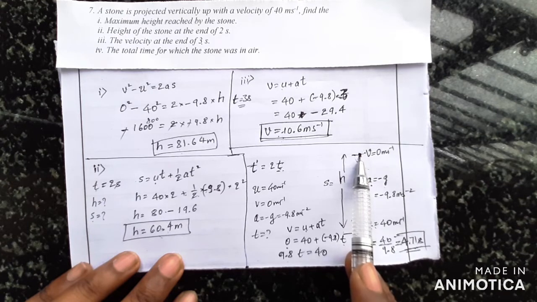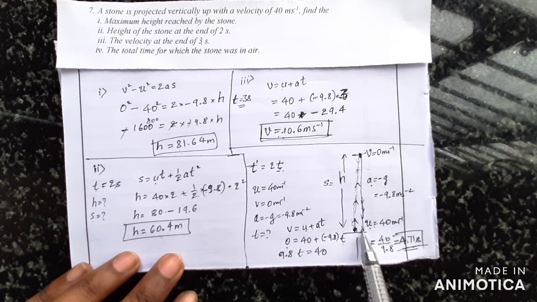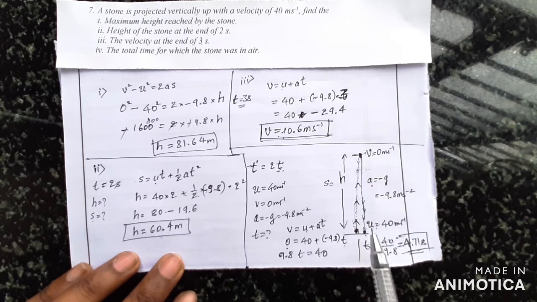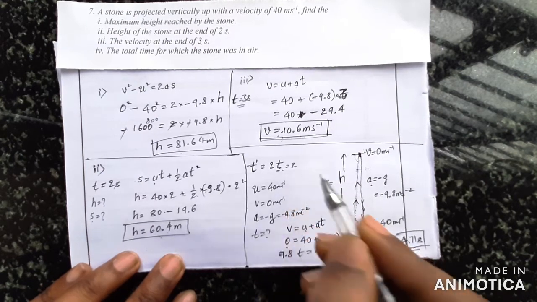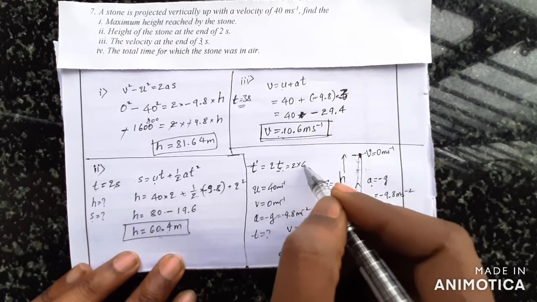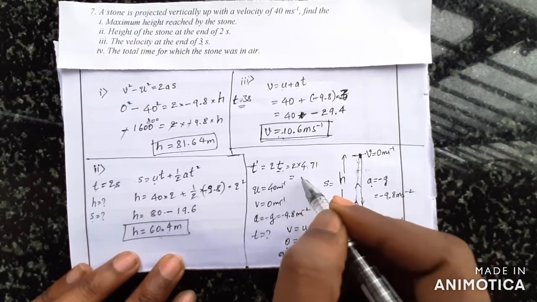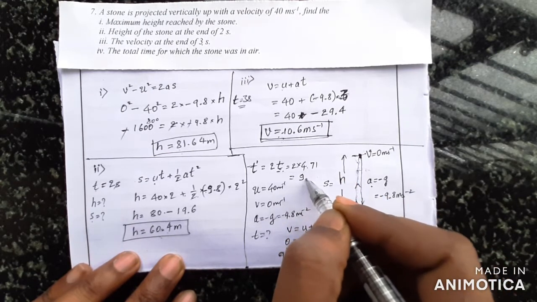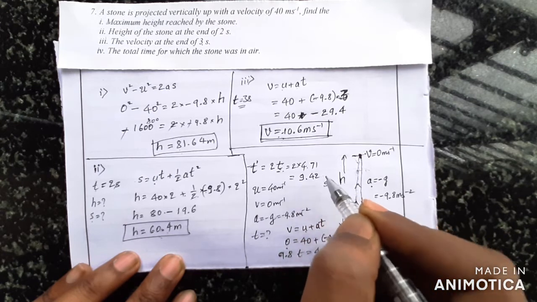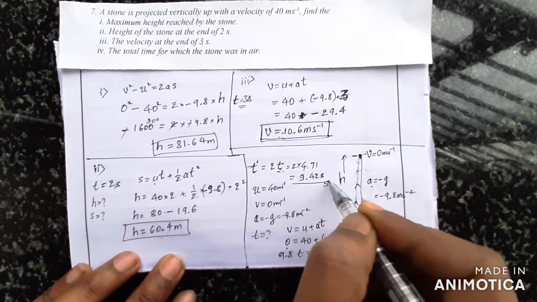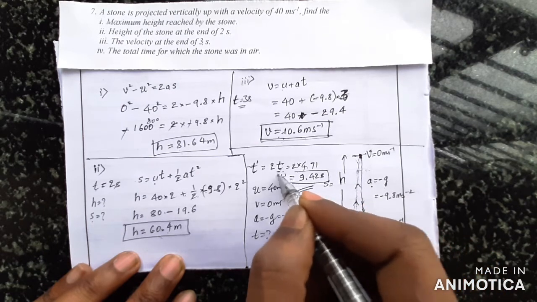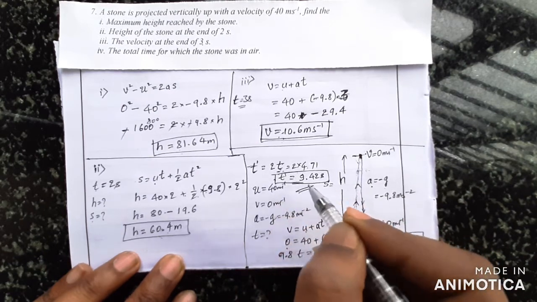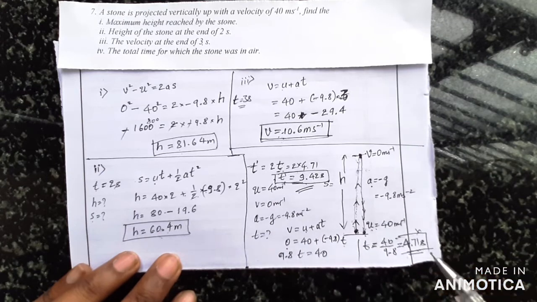Now it should come back to the bottom. So for this return motion, it will take the same time. So t dash is equal to 2 times t, which is 2 into 4.71, which is equal to 9.42 second. Okay, this is the time for which the stone was in air. This is the final answer, not this.